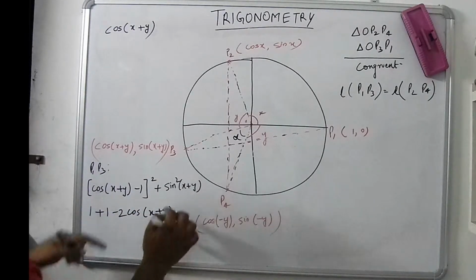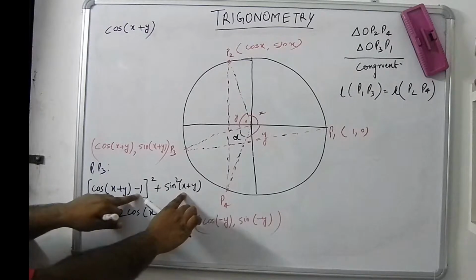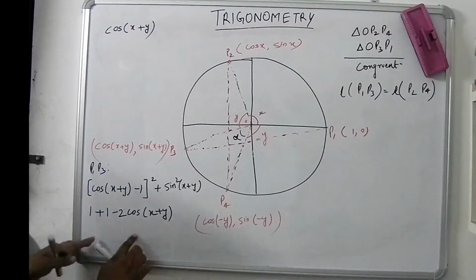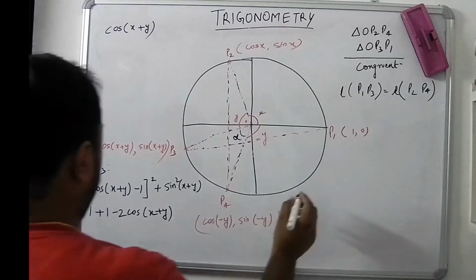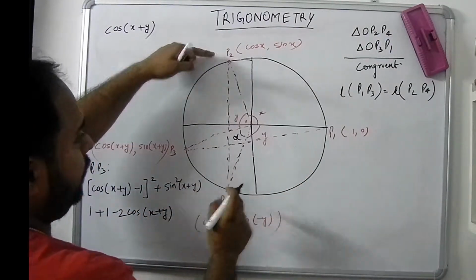I hope you are able to understand. This sin square and this cos square becomes 1. This 1 remains 1 here, and minus 2ab gives me this. So this is the distance. Now I am going to find P2, P4, right?